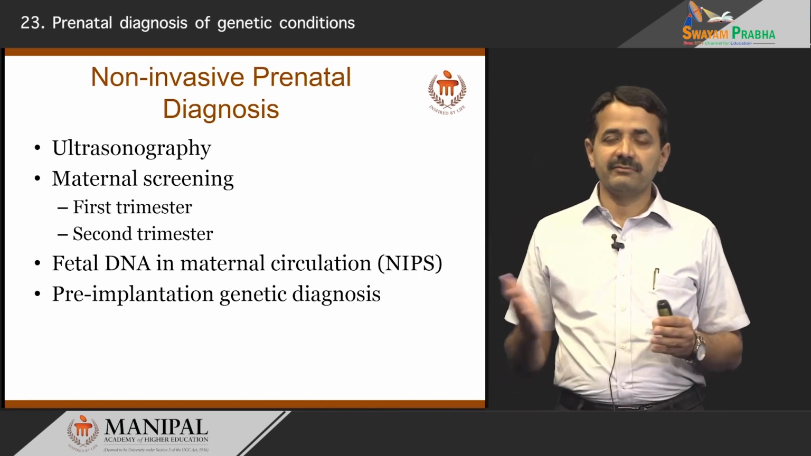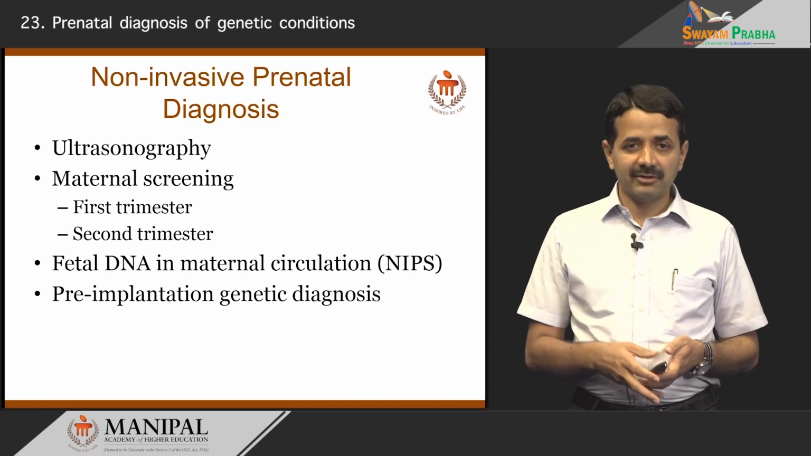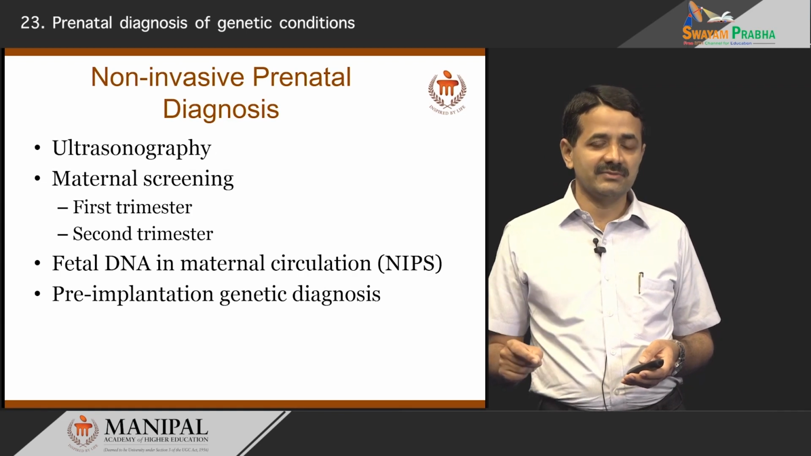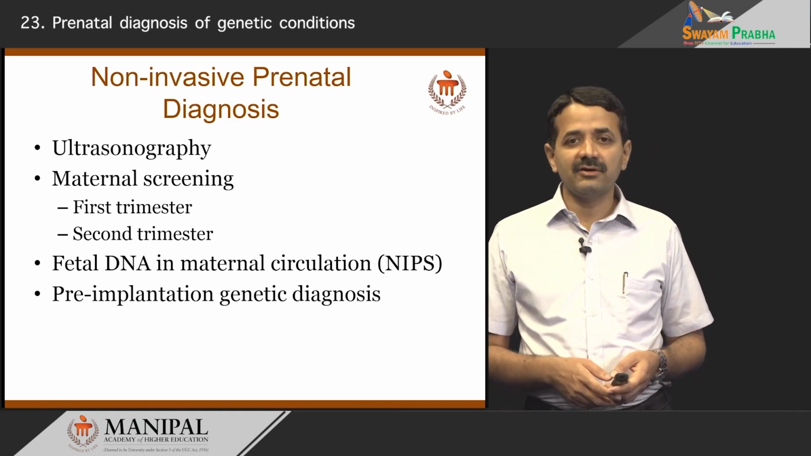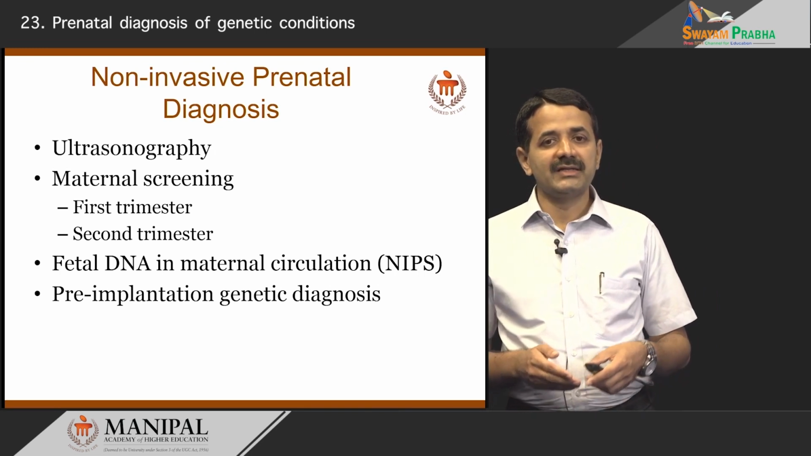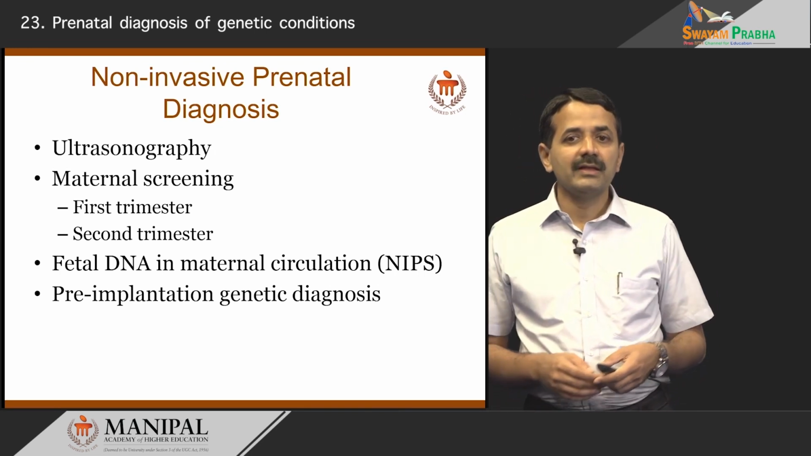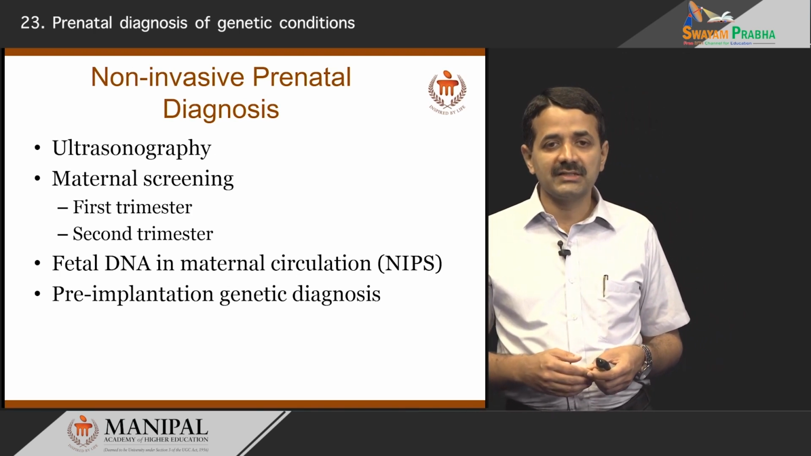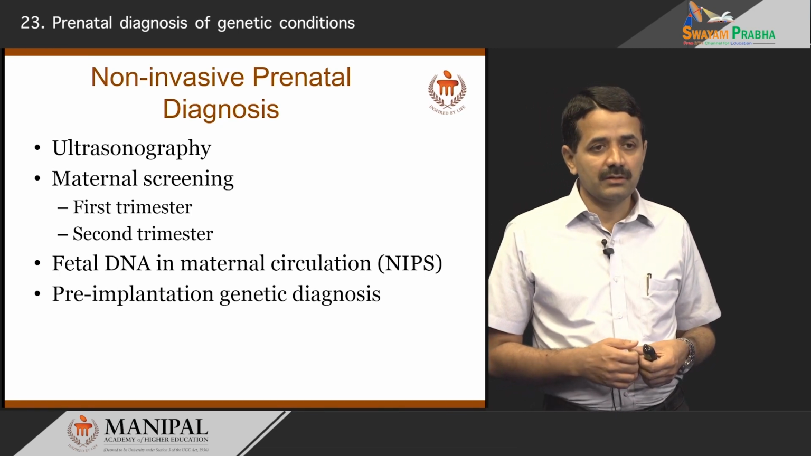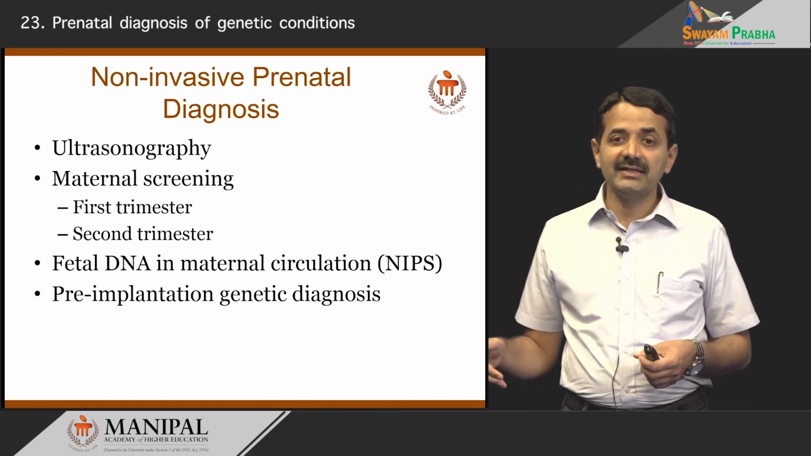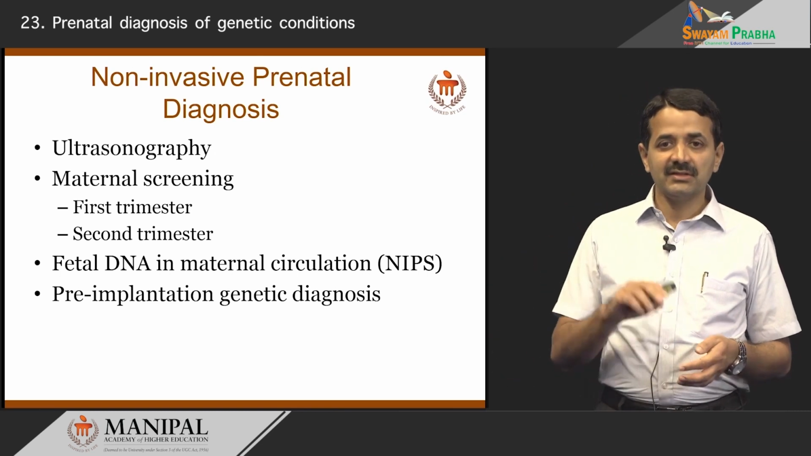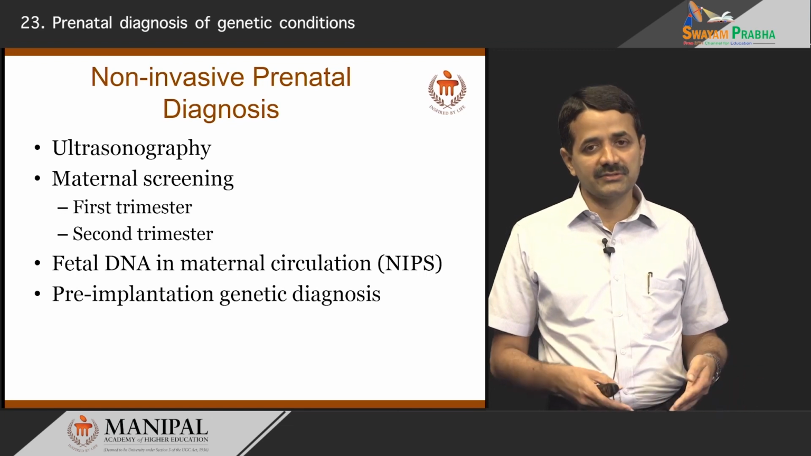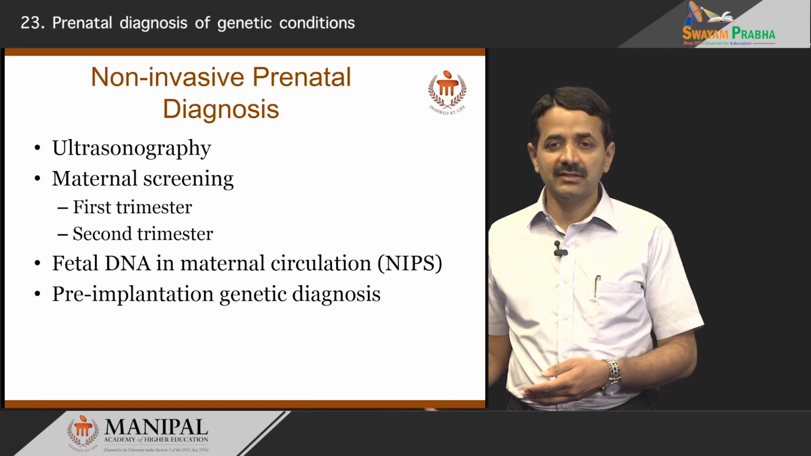One is ultrasonography, where we use ultrasound to detect fetal anomalies, or maternal screening, where we take samples from the mother in the first trimester or second trimester to see whether they are at risk of certain chromosomal abnormalities or neural tube defects and so on. And it can be something which is picking up now in recent days, non-invasive prenatal testing, where fetal DNA which escapes into the mother's circulation is analyzed to see whether the fetus has risk of an aneuploidy like Down syndrome or trisomy 18, trisomy 13.